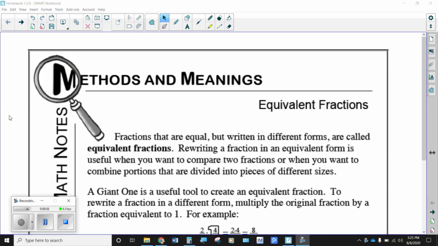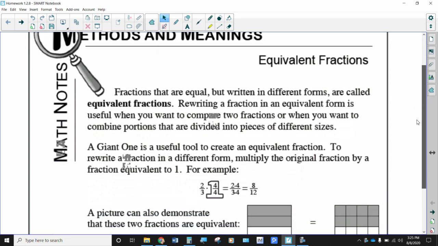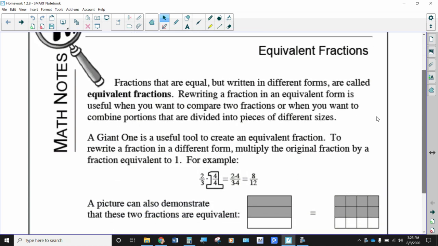Alrighty, here's the last homework that we have for chapter 1 before we get into study mode for the chapter 1 test. The topic for this is equivalent fractions, and I feel like we've talked about equivalent fractions a fair amount, so this should make sense. Equivalent fractions are basically two fractions that have the same home on the number line, but the ratios are different. And you get to those equivalent fractions by multiplying by a giant 1.